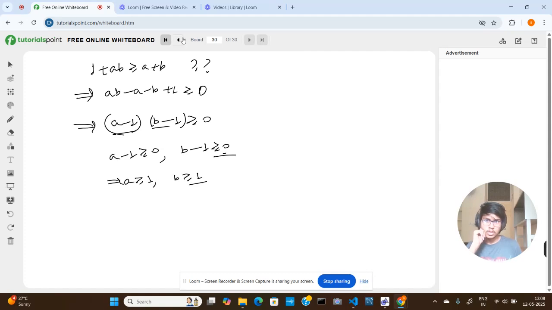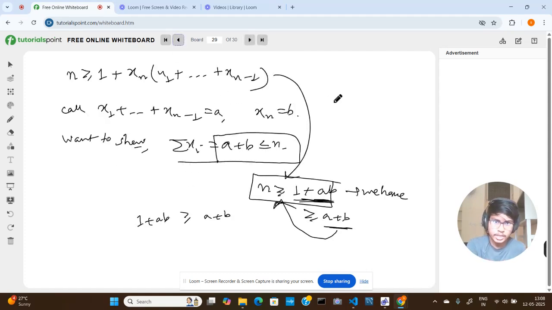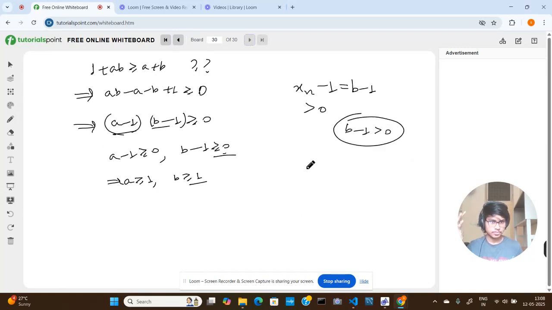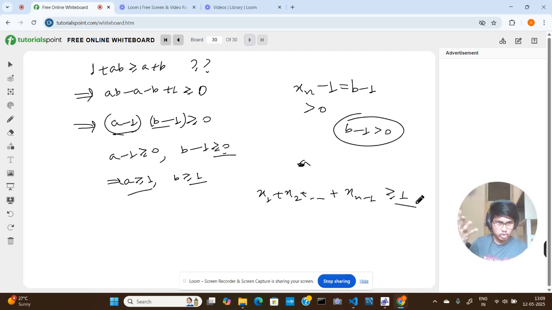Now let's look at one thing. We know xn is greater than or equal to 2, which is greater than 1. So xn minus 1 is greater than 0, which is basically, since xn is equal to b, b minus 1 is greater than 0. We would like to show a is greater than or equal to 1. That is, we want to show x1 plus x2 and so on up to xn minus 1, this sum, is greater than or equal to 1. You can see this will be mostly true, but let's just figure out why this should be true.